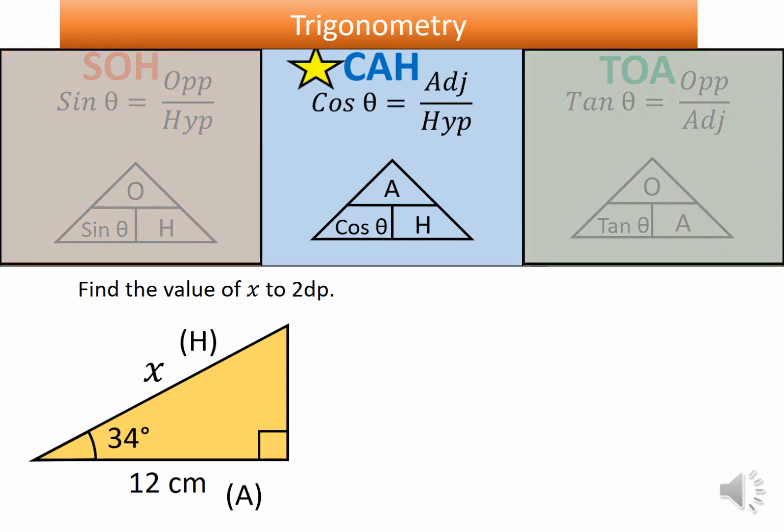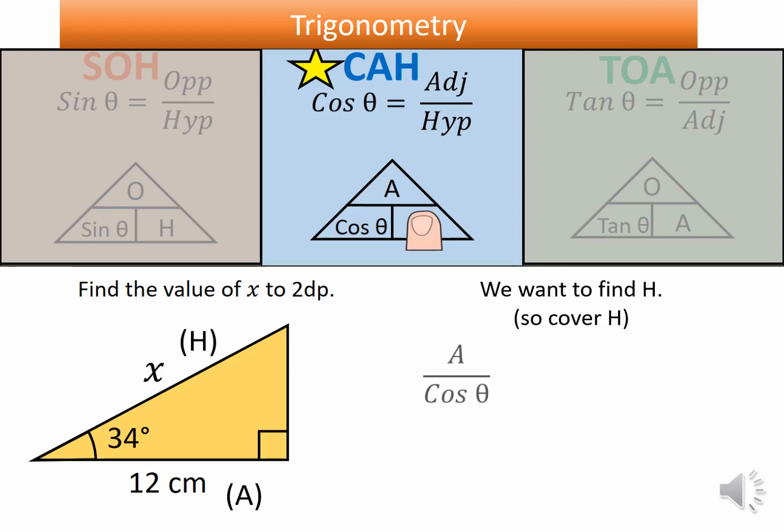So I need to use this triangle to find the value of the hypotenuse, because this is what I'm trying to find. I'm going to cover h in the triangle, and I can see that to find the hypotenuse, I have to divide the adjacent by cosine theta. So now I can just substitute the values into this formula, and that will give me the value of the hypotenuse. Now the question is asking me to give the answer to two decimal places, so I put this calculation into a calculator and round it to two decimal places, which is 14.47.